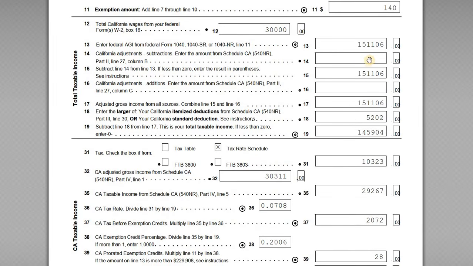Now, line 13, we start our calculation here with our federal AGI. Most states do this. Most states ask as a starting point to use your federal AGI, and then you have certain adjustments, which are either subtractions or additions, to arrive at what is considered your state taxable income. And that's because states and the federal government have different methods in a lot of cases of computing what should be your taxable income. All right. So in our case here, we don't have any adjustments, so we're pretty lucky.